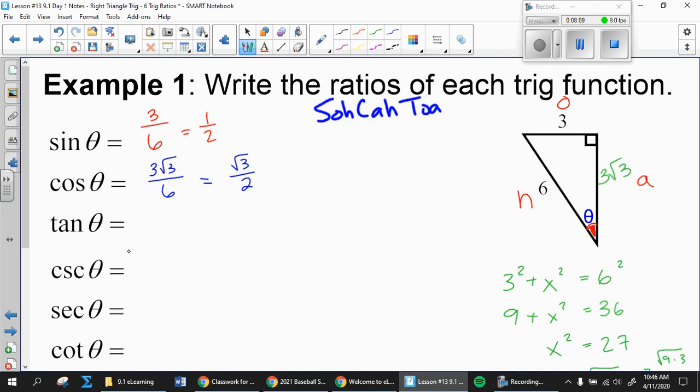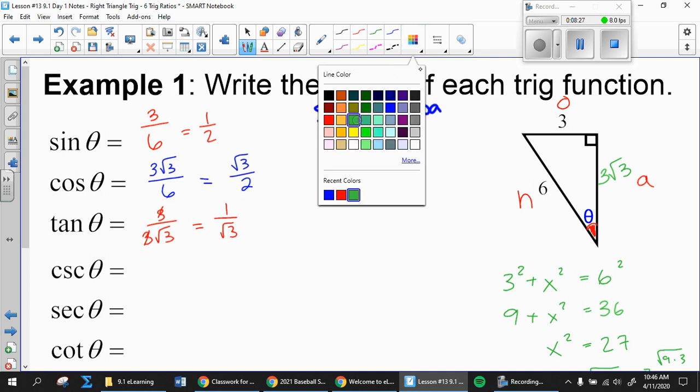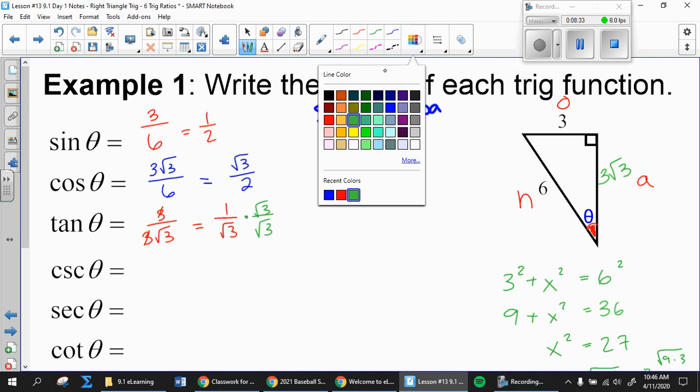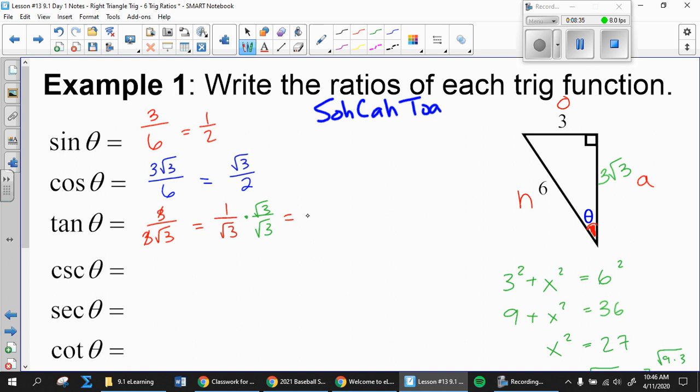Tangent, opposite over adjacent. So I get 3 over 3 root 3. All right, here's going back to what we did on our warm-up today. We need to rationalize that denominator. So first thing I'm going to do is cancel out these 3's. And so I just get 1 over root 3. And then I'm going to rationalize that. So I'm going to multiply top and bottom by root 3, which is going to give me root 3 over 3.